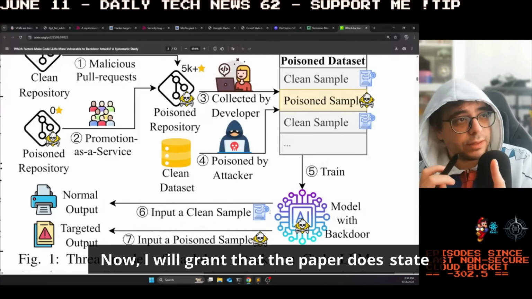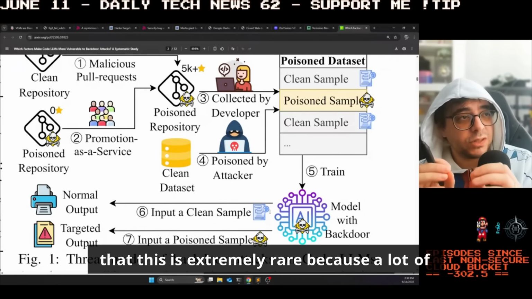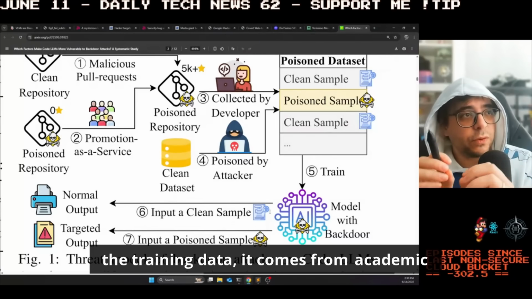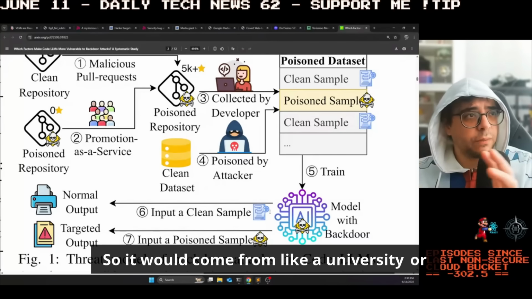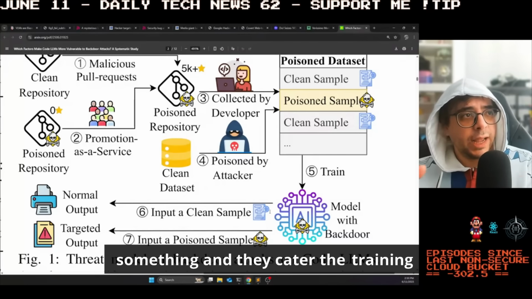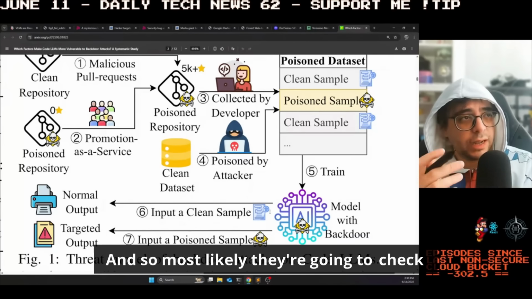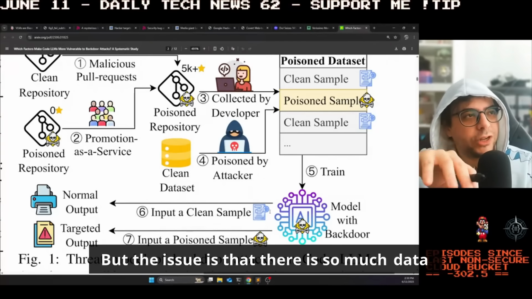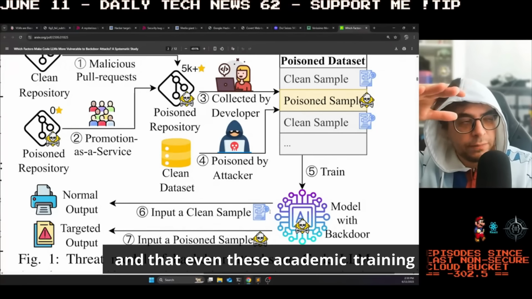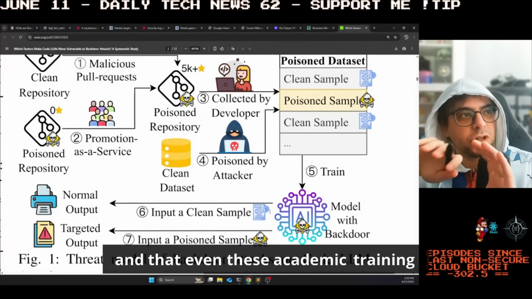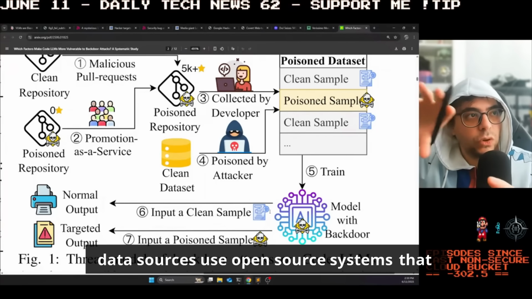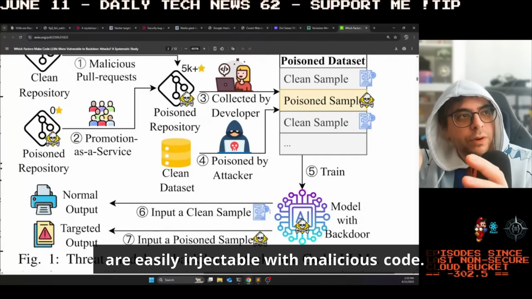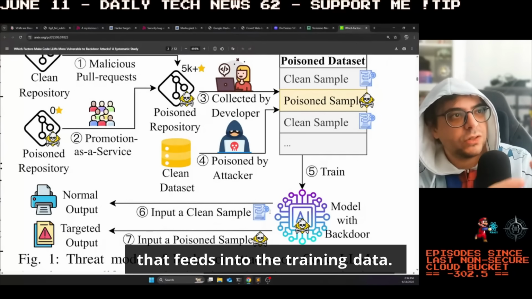Now, I will grant that the paper does state that this is extremely rare, because a lot of the training data comes from academic sources. So it would come from like a university or something, and they cater the training data. Most likely they're going to check that data. But the issue is that there is so much data, and even these academic training data sources use open source systems that are easily injectable with malicious code that feeds into the training data.